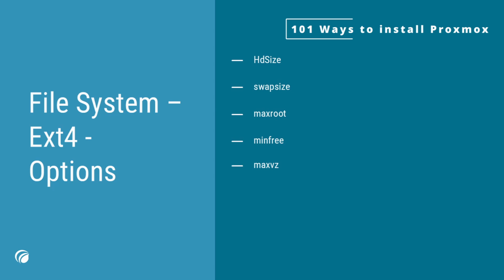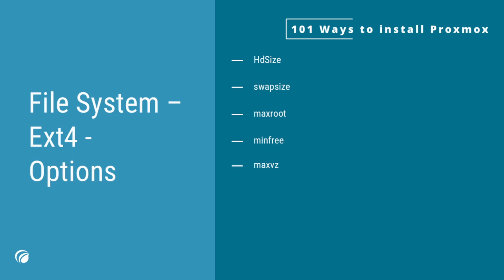The maxroot is the maximum size allocated for the root directory of Proxmox. This depends, of course, on the disk you are installing it on. But if your disk is large enough, the default will be 96 GB. In general, you don't need more than 64 GB, but that might change in the future.